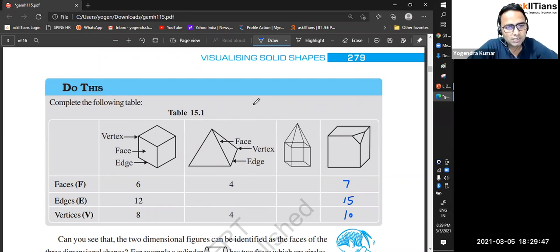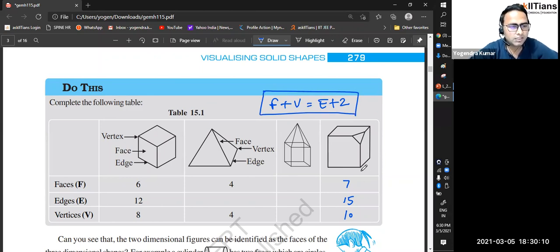So, children, in 8th grade you are going to see one rule, which you need to remember: always, the number of faces plus the number of vertices equals the number of edges plus 2. This way you can verify your answer also. Answers are given at the end of your NCERT book, but you can verify your answer here as well.